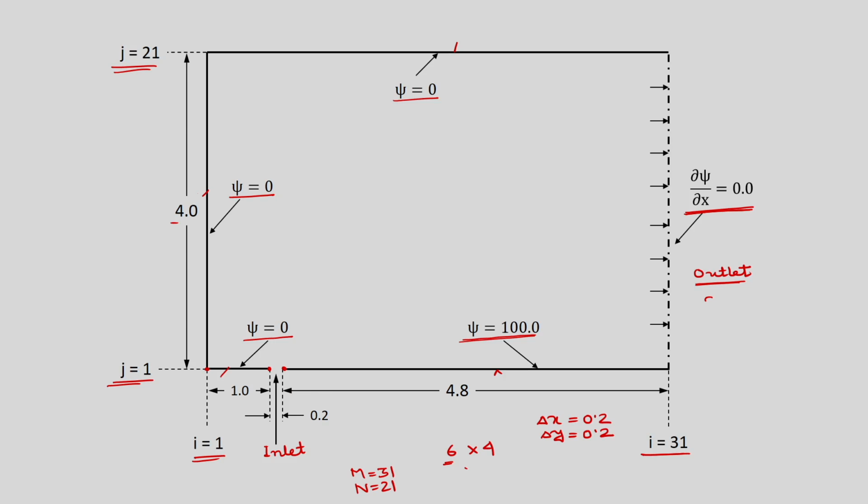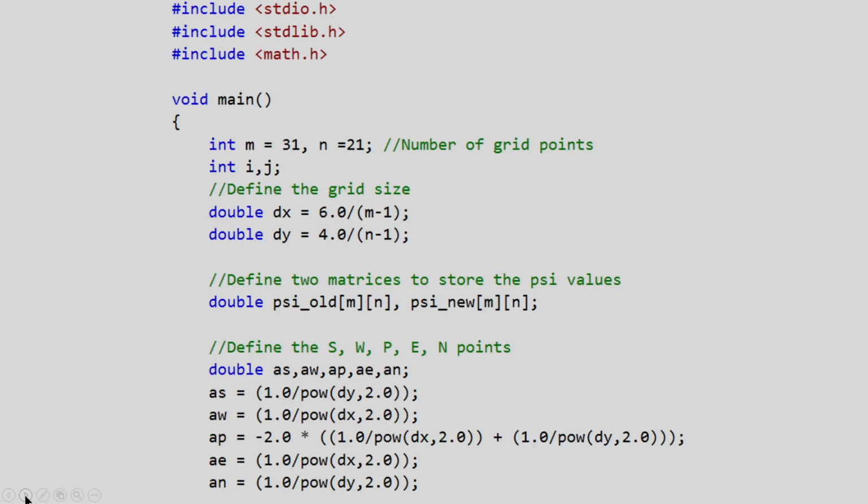So what is happening? You just imagine that flow is coming through this inlet. These are walls where psi is equal to 0 and psi is equal to 100 are specified, and from the right boundary your flow is going out parallelly, okay. So if it is going parallelly, then the normal gradient of psi will be 0. So with these boundary conditions and your discretized equation, you just write the program. So I am not going to describe the details of how to write the program.